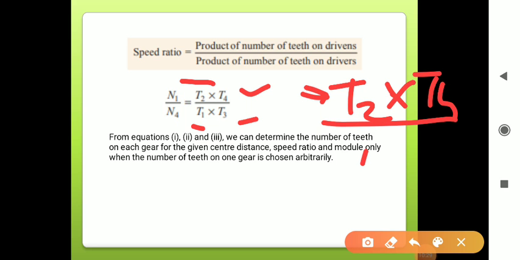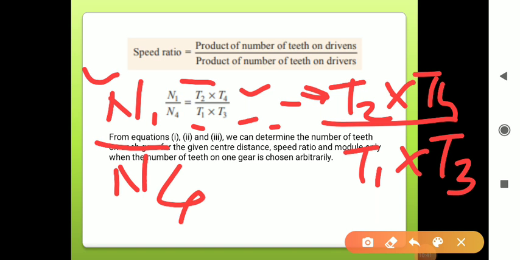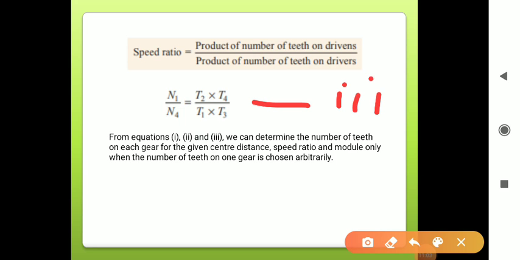And in the denominator, T1 is what? Driver. Again T3 is also a driver. This is a product. This is equal to N1 divided by N4. N1 is the speed of the first gear, which is a driver, and N4 is the speed of the last gear, which is a driven. So N1 divided by N4 is equal to T2 into T4 divided by T1 into T3. I assume this is equation number 3.